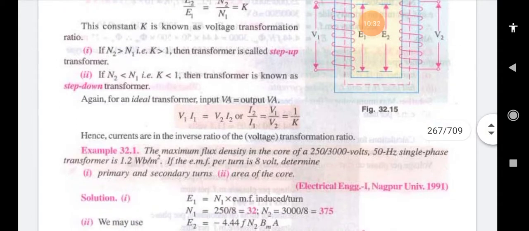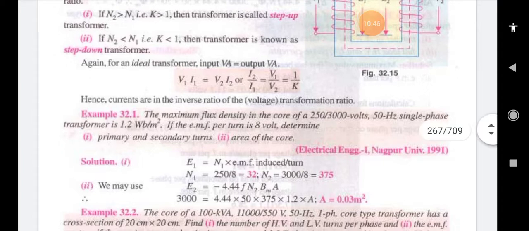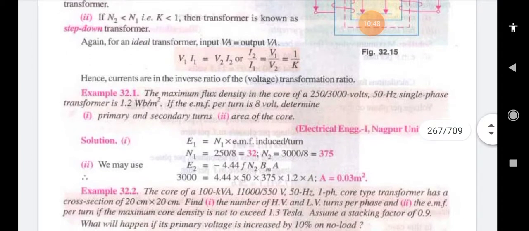Again, for an ideal transformer, the input volt amperes is equal to the output volt amperes. Therefore, V1 I1 is equal to V2 I2, or I2 by I1 is equal to V1 by V2, which will be equal to 1 by K. Hence, the currents are in inverse ratio of the voltage transformation ratio.